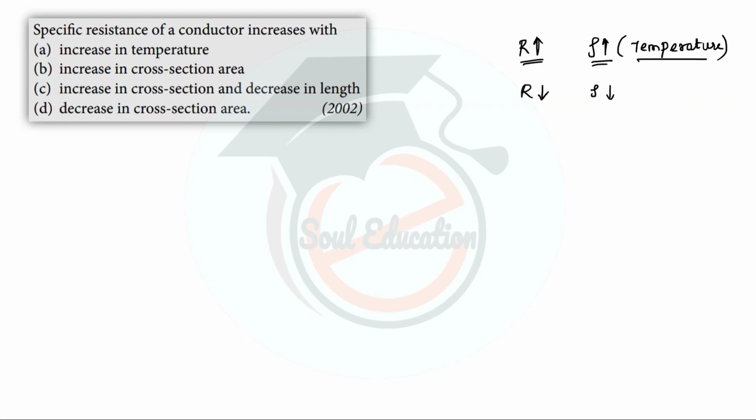Okay, so now the specific resistance of the conductor increases with increase in temperature, increase in cross-sectional area, decrease in length, or decrease in cross-sectional area. This case is only applicable for temperature change. By changing the cross-sectional area or the length you cannot change the resistivity. If the temperature changes, my resistivity will change, otherwise it won't change.